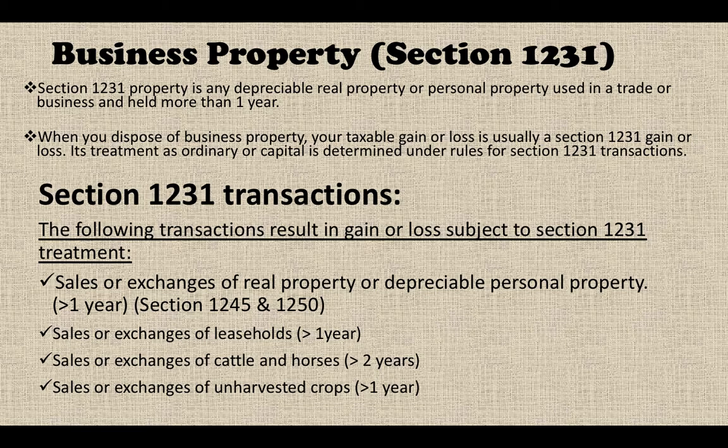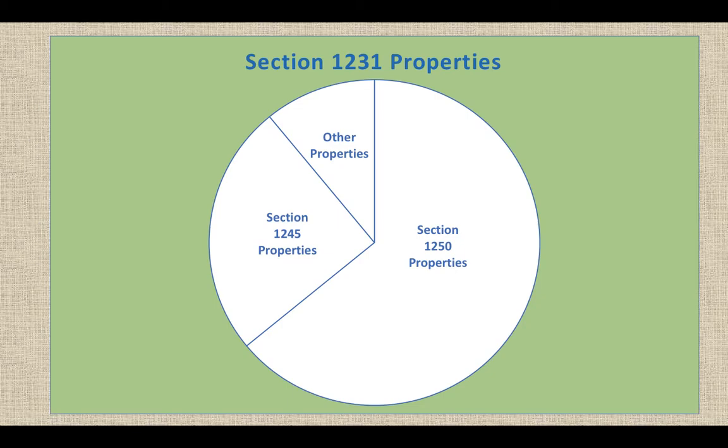For us, we only focus on Section 1245 and Section 1250. Just keep in mind, Section 1231 property includes the Section 1245 property and the Section 1250 properties. They also include other properties, so don't think they only have 1245 and 1250.